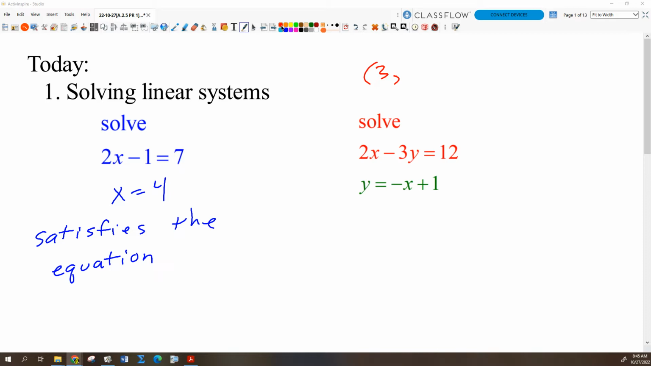Well, if I plug an x value of 3 in there, I'm going to get 2 times 3 minus 3y equals 12. Well, that's just 6. So if I subtract that 6 to the other side, I get negative 3y equals 6. So what would y equal? -2. Okay. So there's one value.